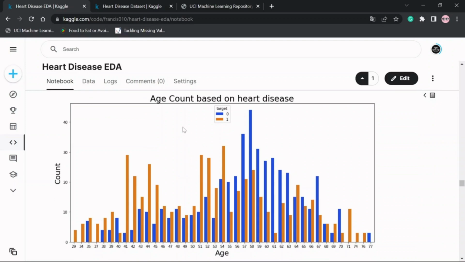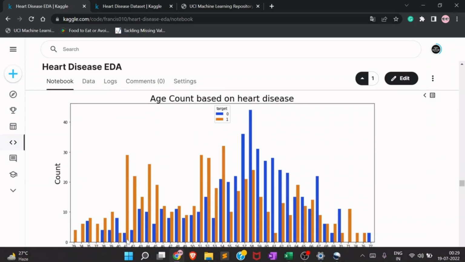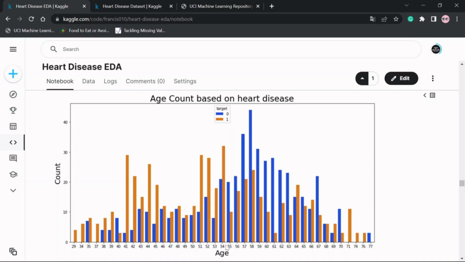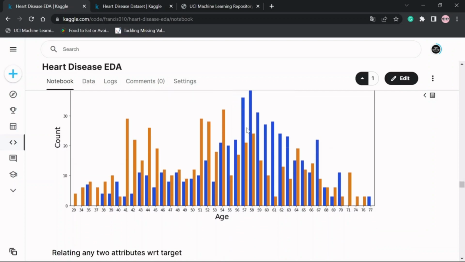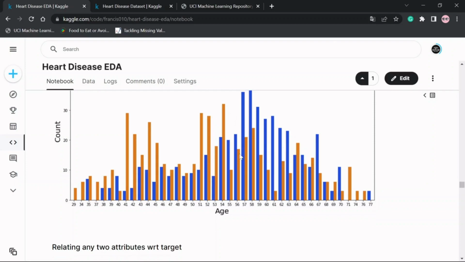Now coming to the age count on basis of heart disease, we can see that from the range 41 to the range 54, people lying in these age groups are having most of the heart disease. The peak has reduced to some extent, but still again it got up, and again the peak of people having heart disease is getting down. You can see that the trend is getting down.